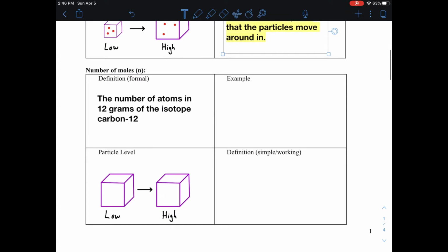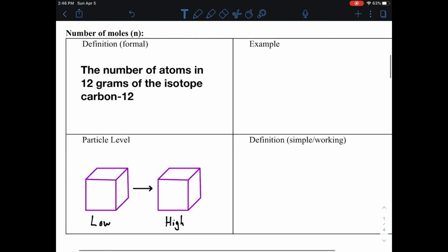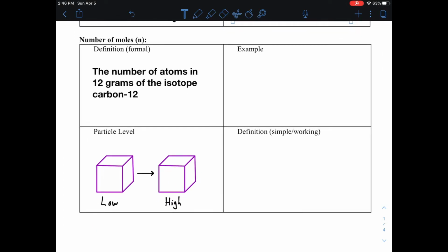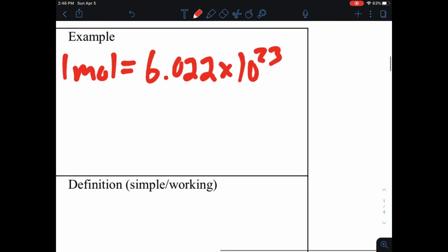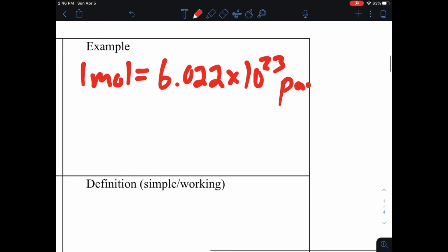Now let's talk about number of moles. The book definition of moles is not a very useful one when we talk about gas chemistry. It's the number of atoms in 12 grams of the isotope carbon-12. That's actually how a mole was determined. And we know this number to be equal to 6.022 times 10 to the 23rd, and I'm going to say particles.